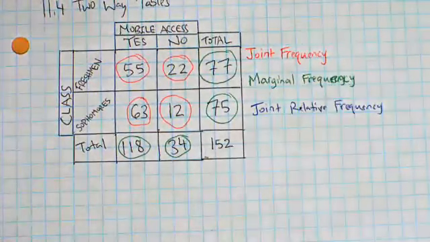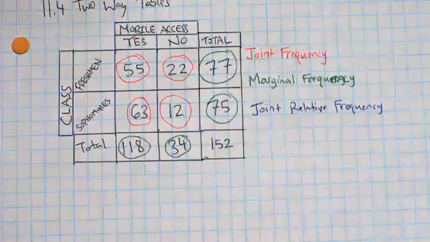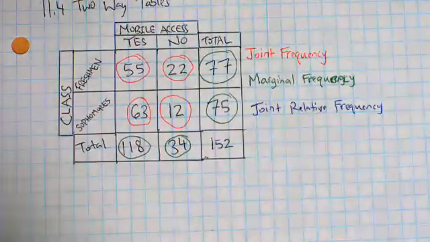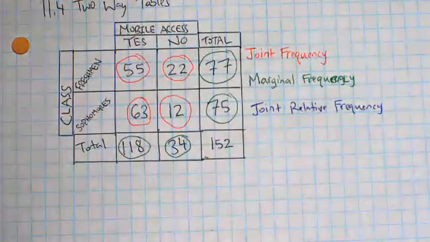And our joint, whenever we have a joint frequency, we're essentially looking for how common is something relative to the whole. So a joint relative frequency is the ratio of a frequency that is not in the total row or total column to the total row or total column. So essentially, it's joint frequency divided by total frequency.